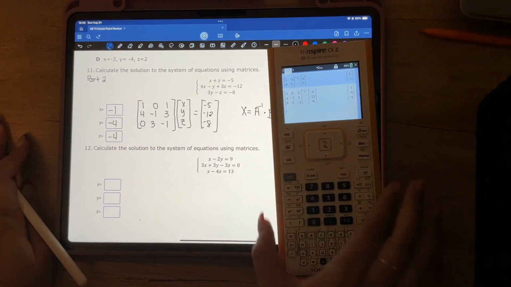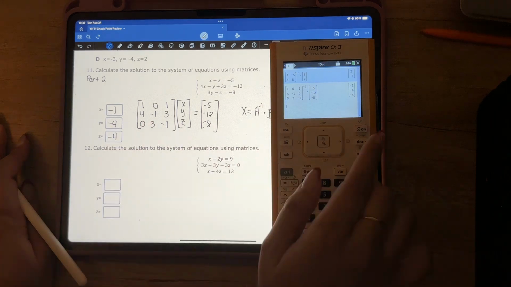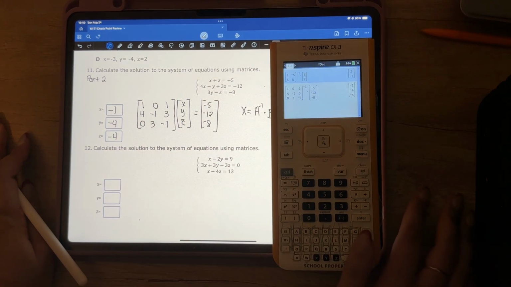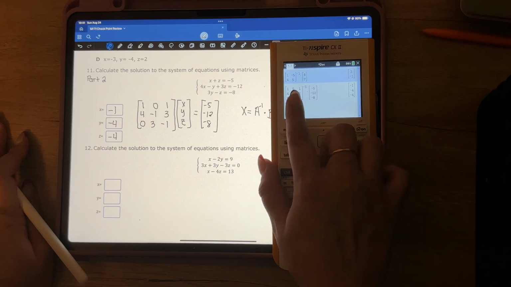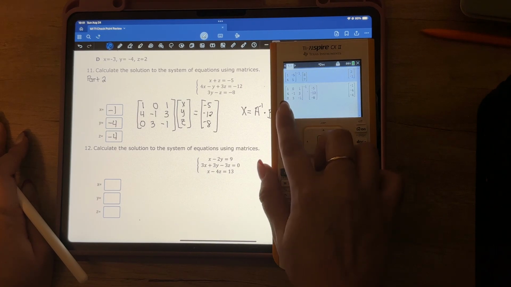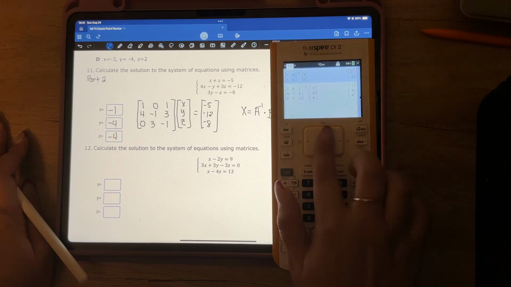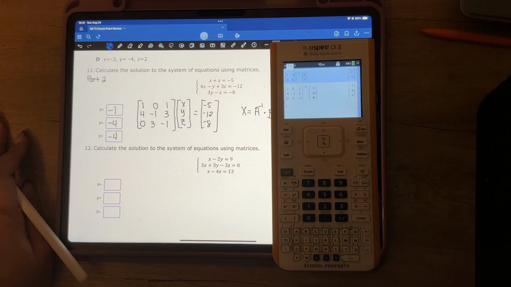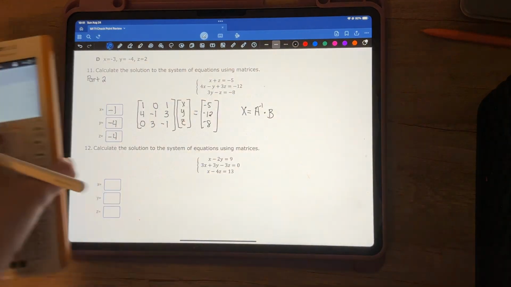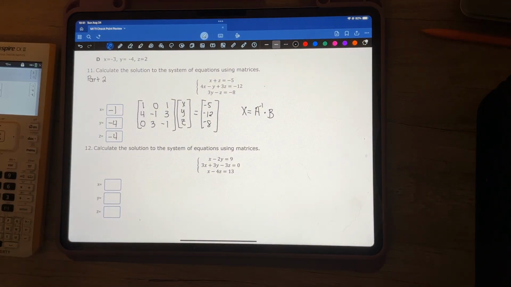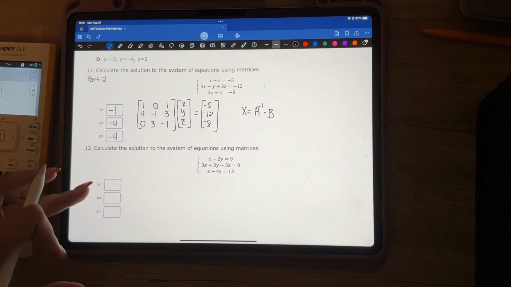Again, when you do these, make sure that you're typing in everything correctly because one number does throw everything off. So I'm going to double check. So I had 1, 0, 1, 4, -1, 3, 0, 3, -1, and then -5, -12, -8. And then that would be our answer. So number 12 would be the exact same concept as this.